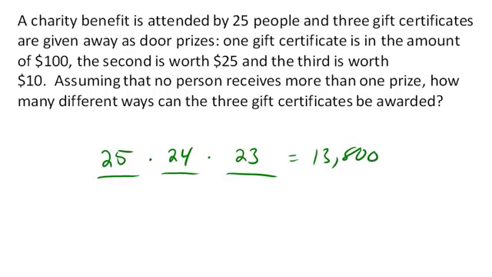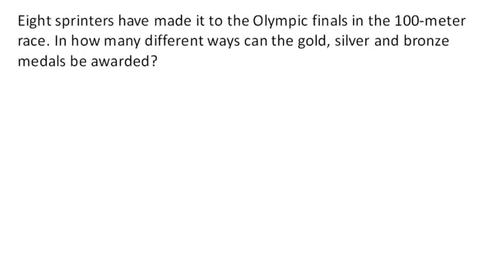8 sprinters have made it to the Olympic finals, 100 meters. How many different ways could the gold, silver, and bronze be awarded? Or how many different possible outcomes are there, basically? So, similar to the last problem, there are 8 possibilities for the first place, for the gold. There are 7 possibilities for the silver, and there are 6 possibilities for the bronze. That gives us a total of 336 different orderings, or 336 different outcomes.